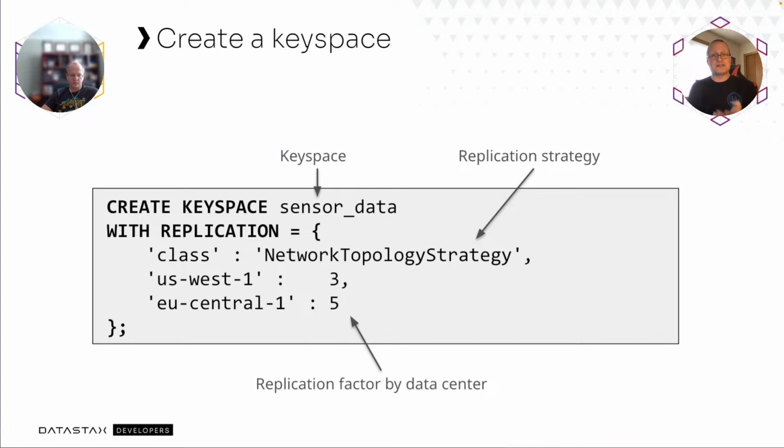And the reason network topology strategy is important is because that's the one that allows us to specify multiple data centers. So if it's important for our application to serve data in multiple regions, like in this case, we're designating 3 replicas to US West 1 and then 5 out to EU Central 1. Now, again, typically you'd probably want to do a replication factor of 3 in both. This example is just showing 5 as a way to illustrate that replication factor can be set differently depending on which data center you're working with.